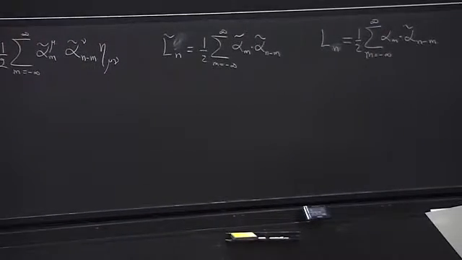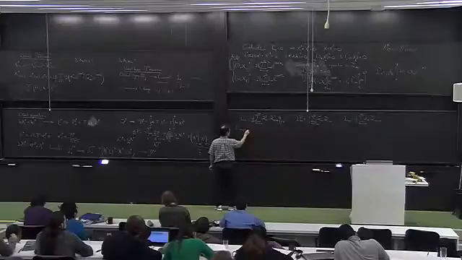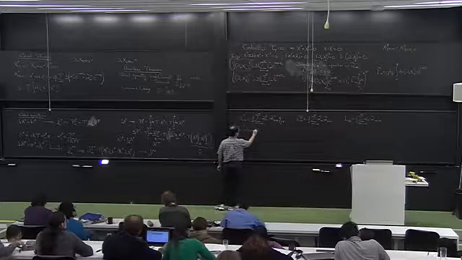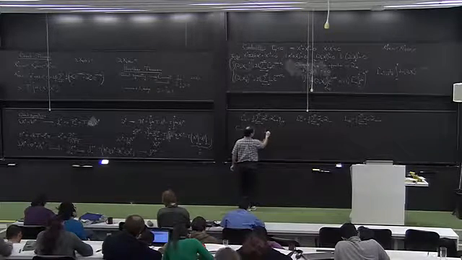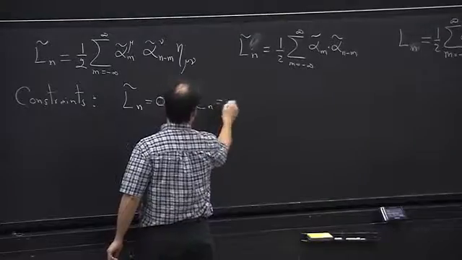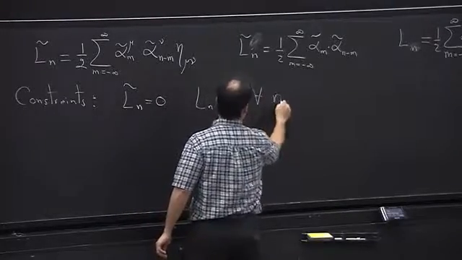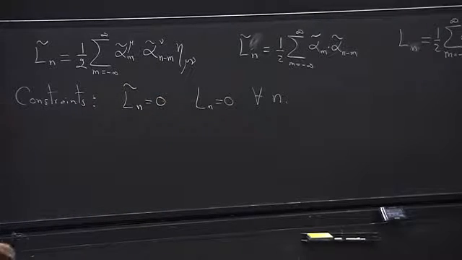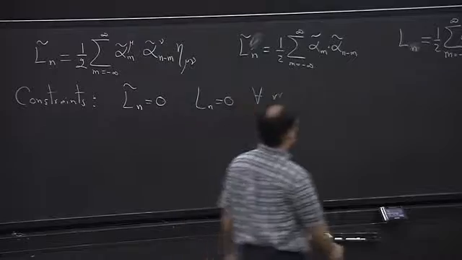Now the constraints are simply that we should require this to vanish and this to vanish for all n's. Sorry, there is no tilde here.